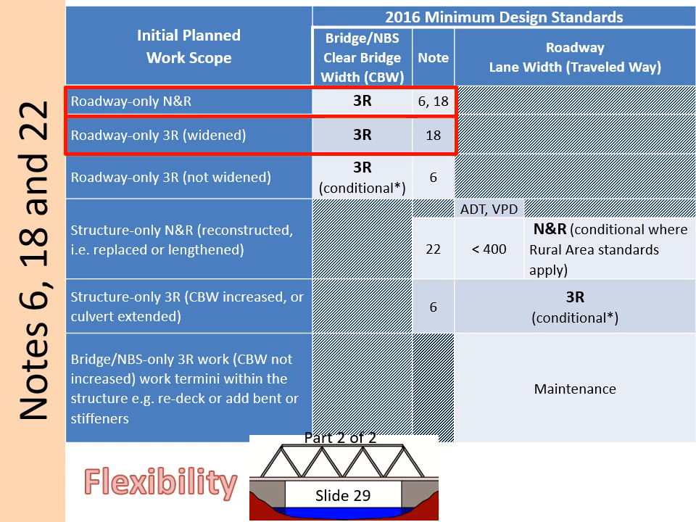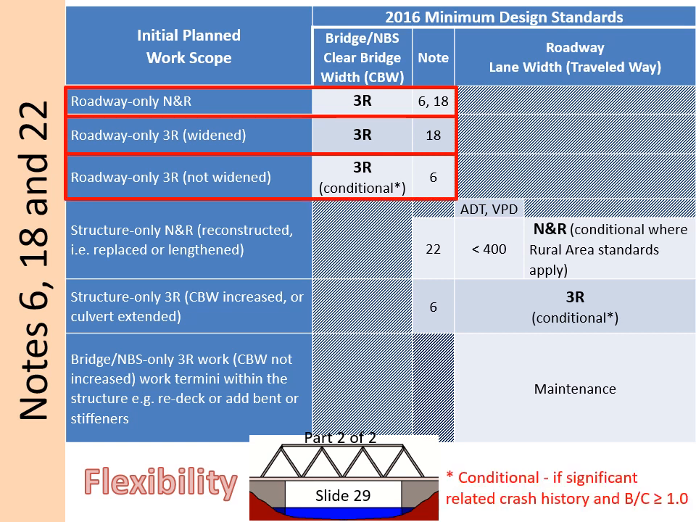Referring to the second line, in the scenario where the roadway is widened under a 3R scope of work, a structure must meet minimum 3R standards. In the third line, the roadway is assumed to have a 3R scope of work but is not widened. Assume it already meets the 3R standard width. A road or street structure within the project limits needs to meet or exceed the minimum 3R standard clear bridge width if it doesn't already, if a cost-effective analysis requires it per Note 6.